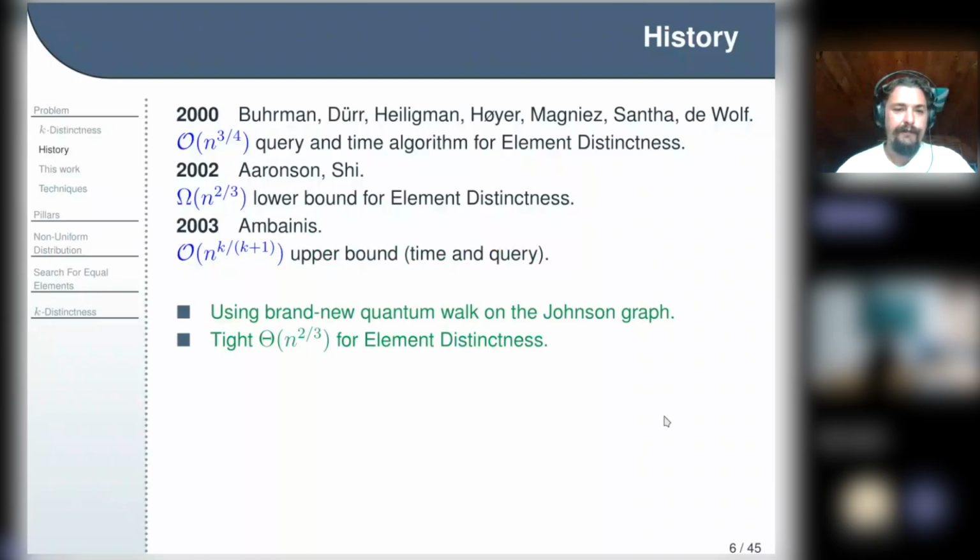A year later, Ambainis came up with an upper bound, both time and query. It is time efficient up to log factors, assuming you have a powerful form of quantum random access memory, something I will not talk about today. This was a really brand new algorithm applied to this problem: a quantum walk on the Johnson graph. This gives a tight algorithm for element distinctness, the special case of k equal to 2.